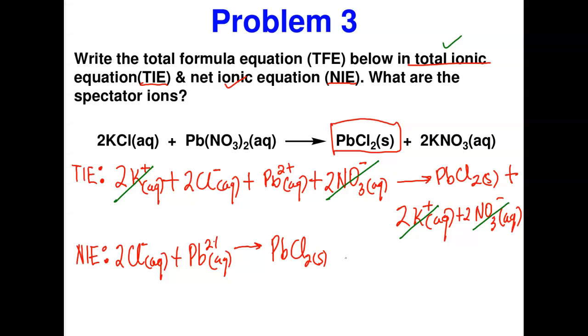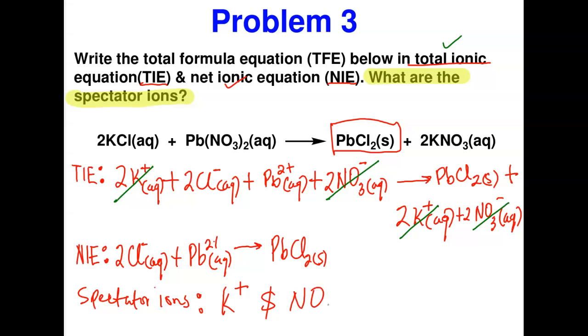This is the net ionic equation. Now, those ions that we struck out that were not involved in this last part of the equation are what we refer to as the spectator ions. And therefore, the last part said, what are the spectator ions? The spectator ions will be first potassium ion, we struck it out, and the next one will be the nitrate ion that we struck out earlier. So those are the two. So that is how you approach this question, and solve this kind of problem.